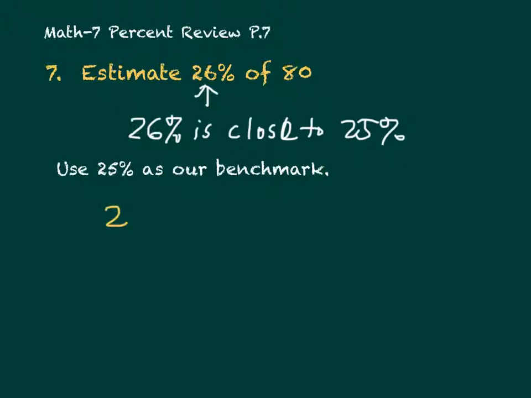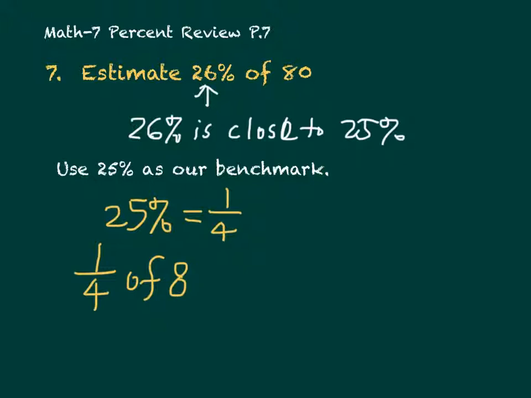Okay, and then 25% is 1/4. So in other words, if you want to estimate 25% of 80, you are trying to find out what 1/4 of 80 is. And 1/4 of 80 is the same as 80 divided by 4. And 80 divided by 4 gives you 20. Okay, so it means that 26% of 80 is approximately 20.